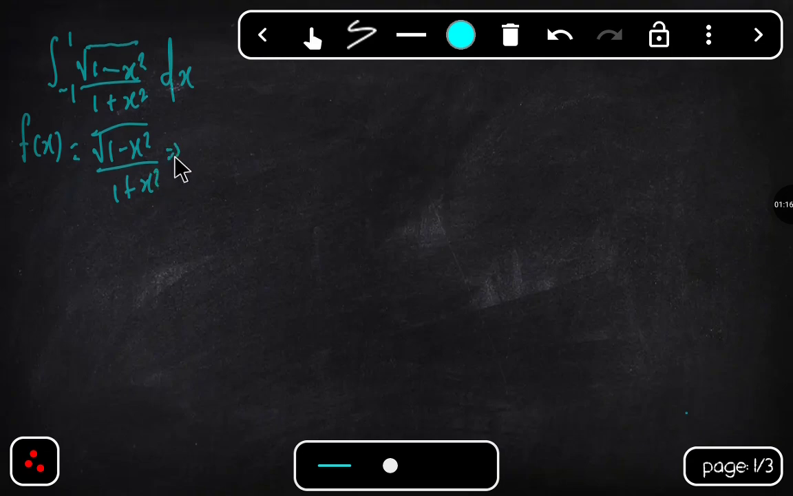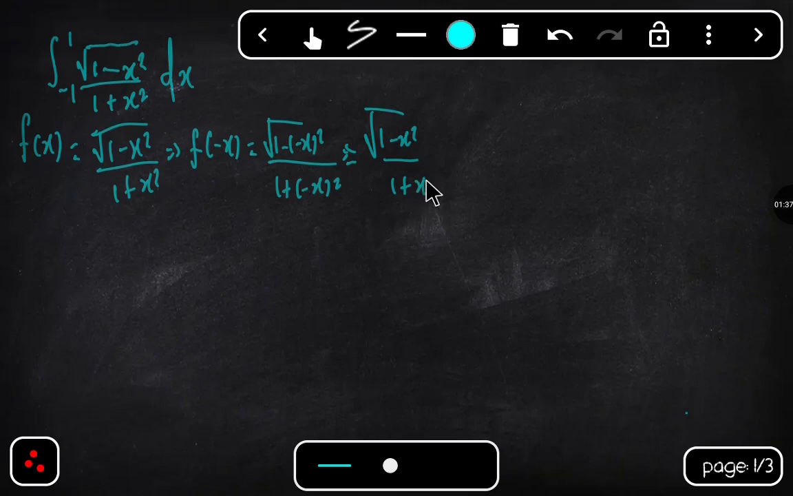The next thing I'm going to do is substitute negative x for x. So f of negative x is the square root of (1 minus negative x raised to the power of 2) over (1 plus negative x raised to the power of 2). Negative x raised to the power of 2 gives us x squared, so we have the square root of (1 minus x squared) over (1 plus x squared), which is also equal to f of x. Since f of negative x is equal to f of x, we can say f of x is an even function.